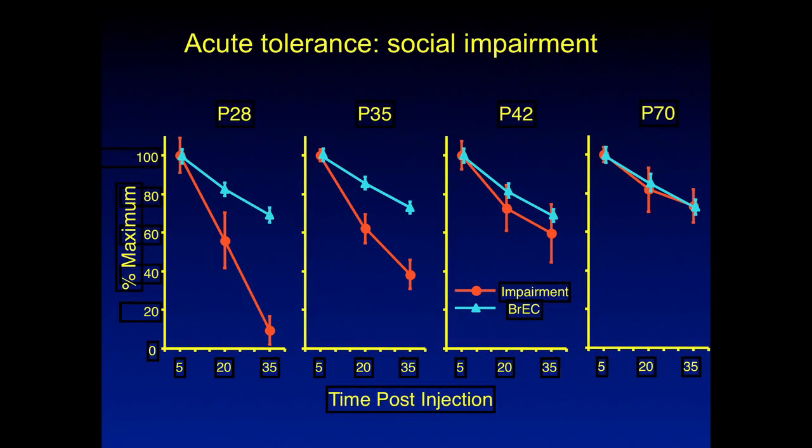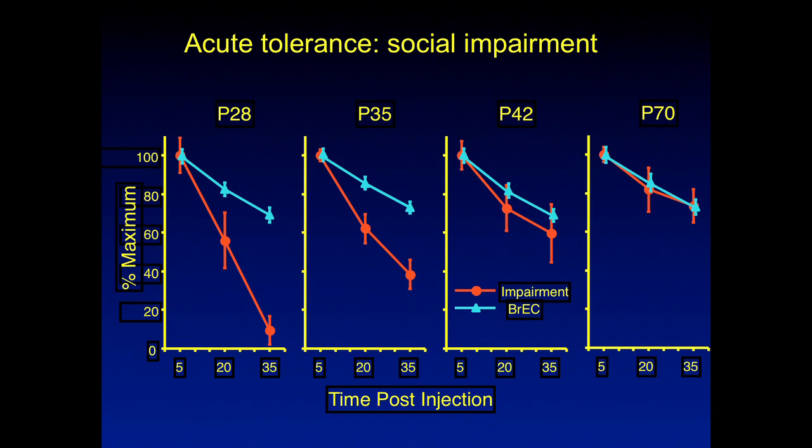And what we see here in adults, these are P70 adults, is that the decline in brain alcohol levels over time exactly matches the amount of impairment. We've equated everything to 100% maximum to be able to do these. When you start out with 100% maximum at 5 minutes and you look at the amount of impairment and the decline in brain alcohol levels over time, they're exactly matched in adults.